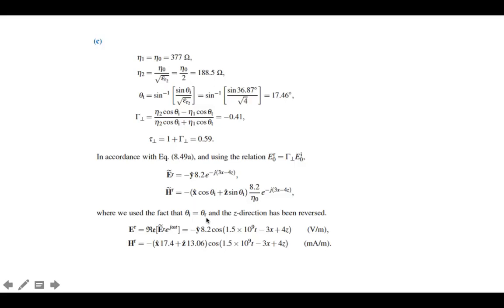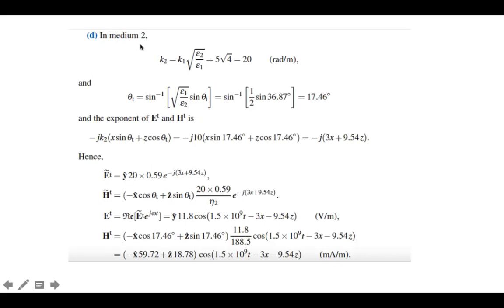All right, so we can get the time domain by adding the e to the j omega t and taking the real component, and basically that means you have the vector, you have the cosine omega t, and you have the minus 3x plus 4z for the reflected wave.